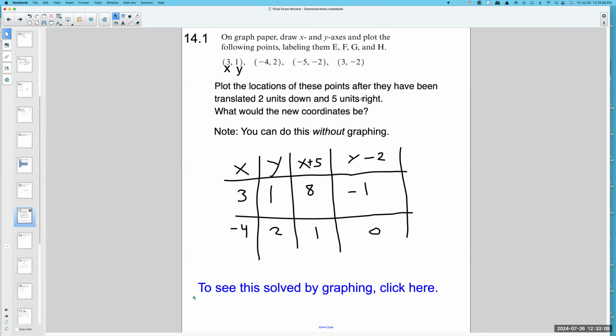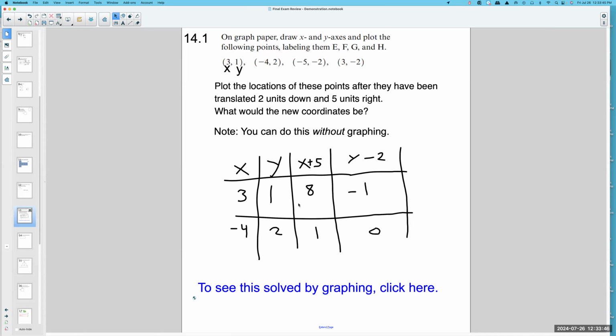So 5 units right means x plus 5. I start on the x-axis, or wherever that point is, the x coordinate goes 5 to the right, so plus 5. Y being 1, in this case, I'm going to go 2 down, so that's y minus 2. So what I did was 3, 1. Well, x plus 5 would be 3 plus 5. That's 8. Y minus 2 would be 1 minus 2. That's negative 1. So there's my first new ordered pair, 8, negative 1.